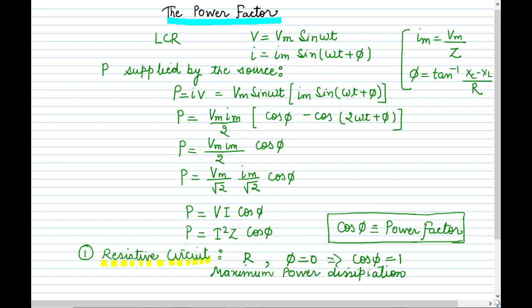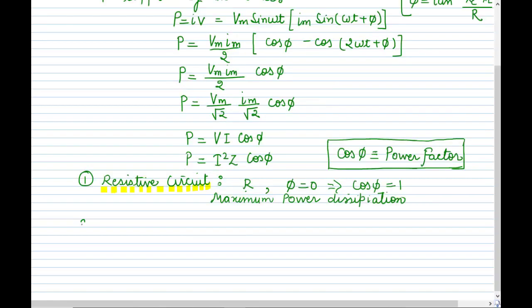Now the second case: if we have a purely inductive or purely capacitive circuit, that means we have only L or only C. So we call it a purely inductive circuit or a purely capacitive circuit.